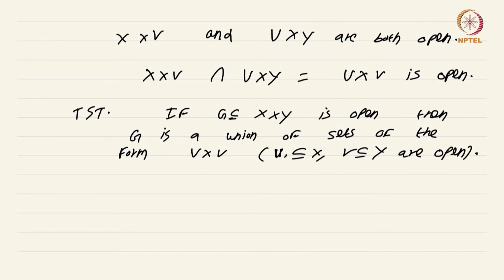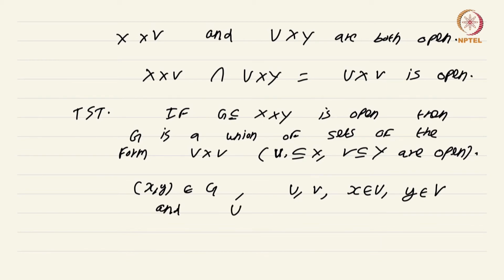Now what we are going to do is the following. We are going to take a pair (x, y) which is in G, and we are going to find U, V with x in U, y in V, and U cross V a subset of G.